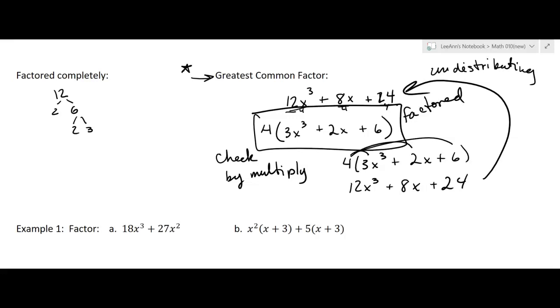Now, on that problem, I'm kind of out of room, but let's say you looked at the original polynomial. I'll go down here where we have it. And you said, oh, they all have a 2. And you would do this type of thing.